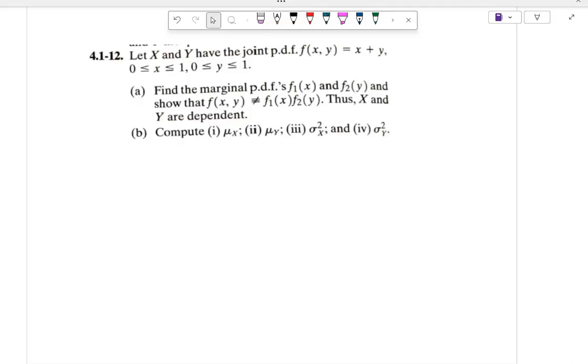When we compute the marginals, it's using an f1 and an f2. Let's just call this an f sub x and an f sub y here. Even though I copied these problems from an old edition of the book, the notation has changed between editions. So if I want the marginal of the x's, remember that's the integral over all the possible y's.